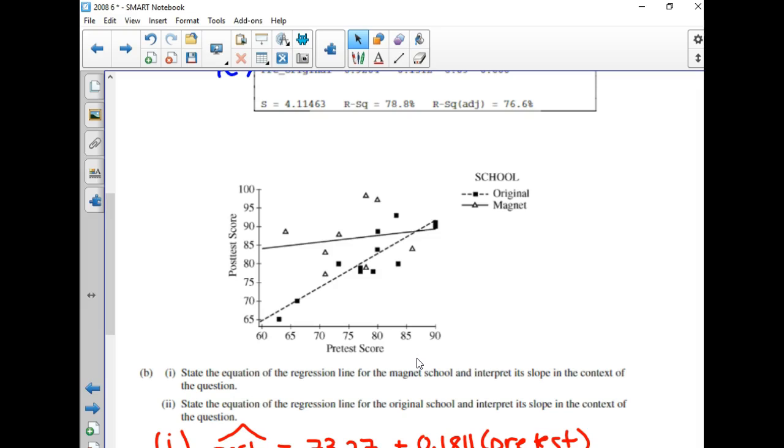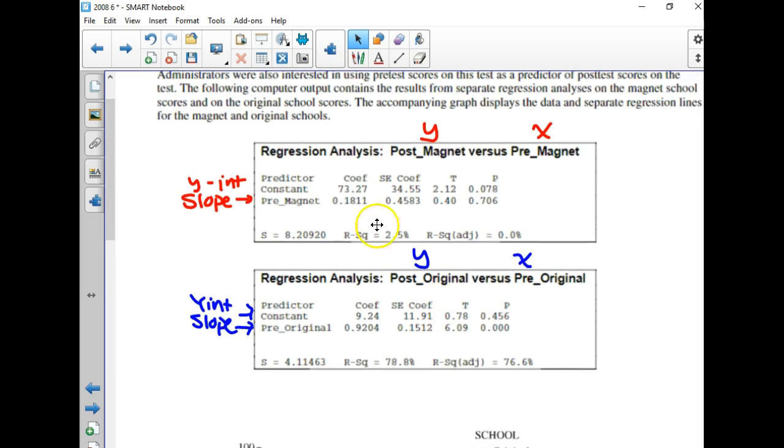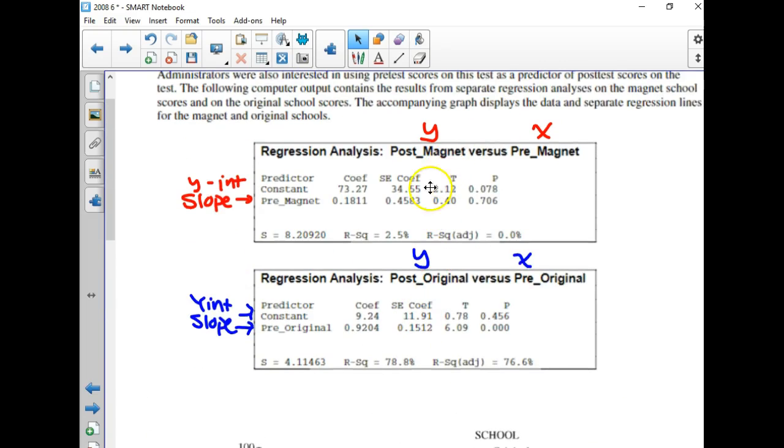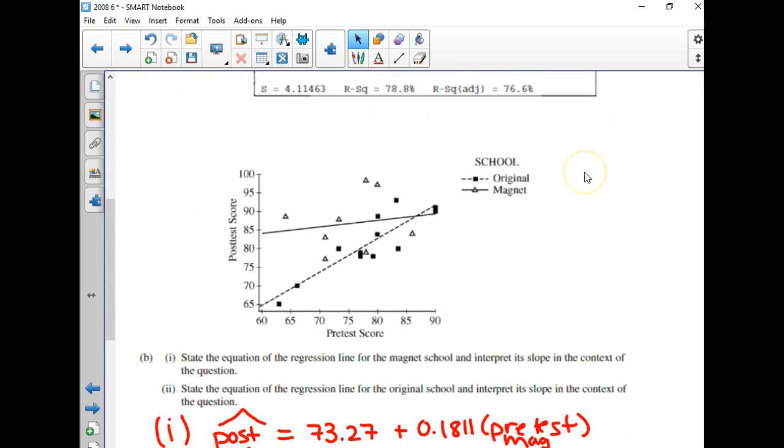Question B is saying, state the equation of the regression line for the magnet school and interpret its slope in the context of the question. Two is state the regression line for the original school and interpret its slope in context of the question. And you can see I color-coded it here. And I wrote it down in terms of y and x. Okay, my post-magnet school, right here, y, is equal to, okay, the predicted post-magnet school is equal to 73.27 plus 0.811 times the pre-magnet score. And I have that right here in red.